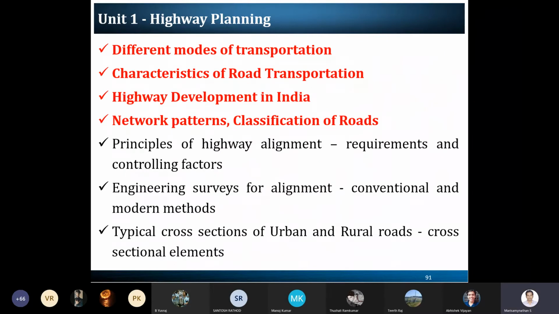The next simple component is the classification of roads. In highway development, I told you, you might have seen the 5 classification systems: highways, arterial roads, and village roads. You might be familiar with those terms, but most of you might not know the details. So those details we are going to cover in this chapter, classification of roads, how we classify the roads.